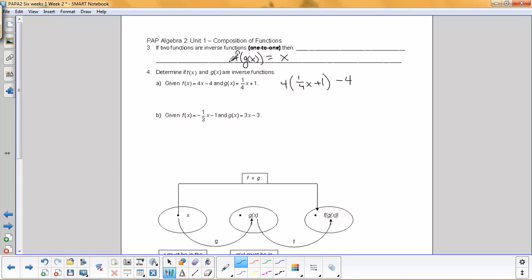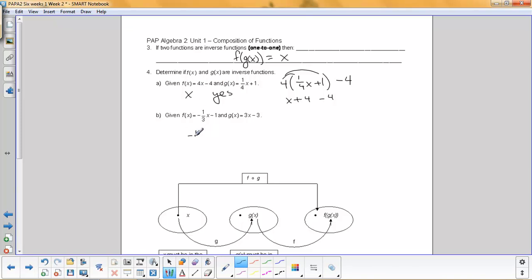Notice I have just followed this pattern right here. F of g of x. Substitute the second into the first x. Use the distributive property to determine that x plus 4 minus 4. These two cancel out. The answer is x. That fits the one-to-one. The answer is yes.